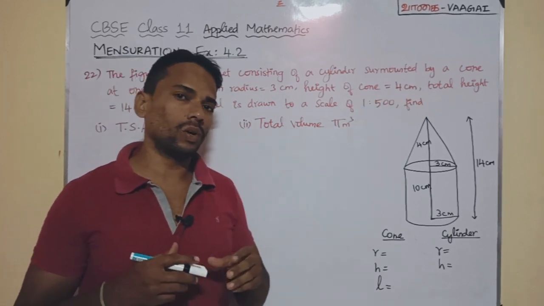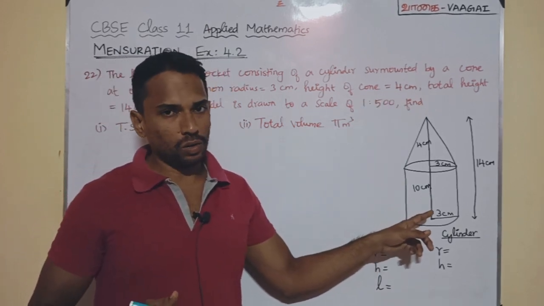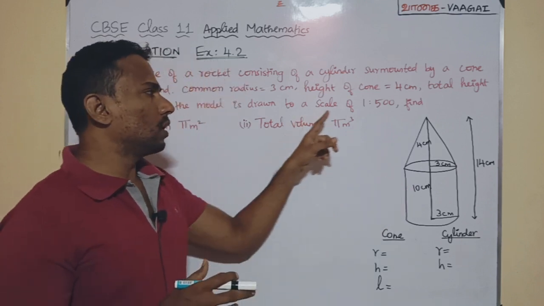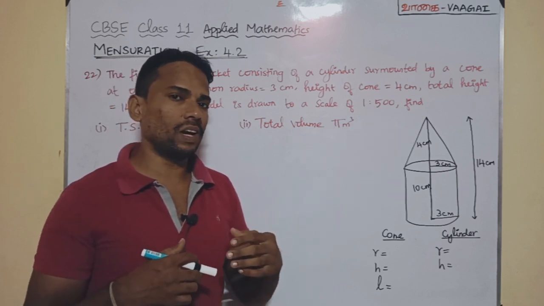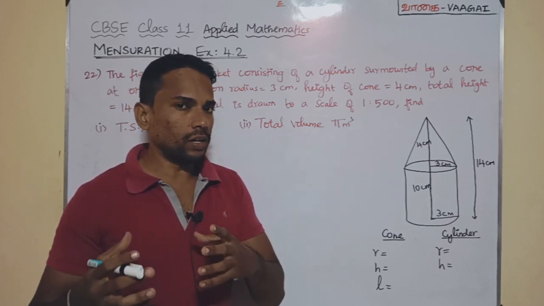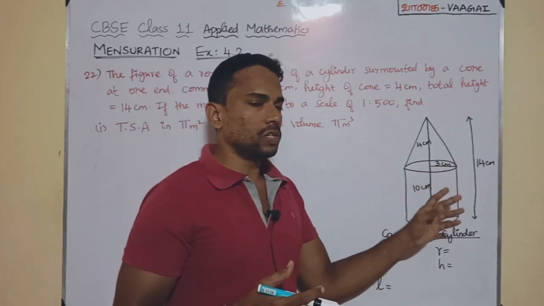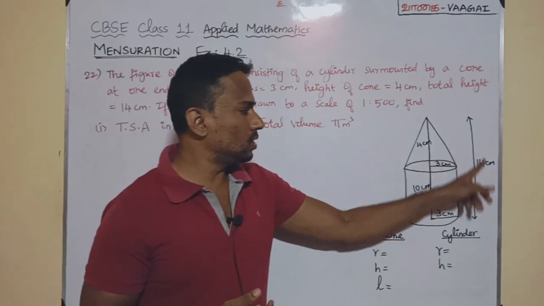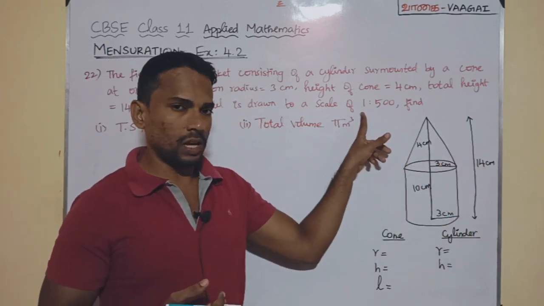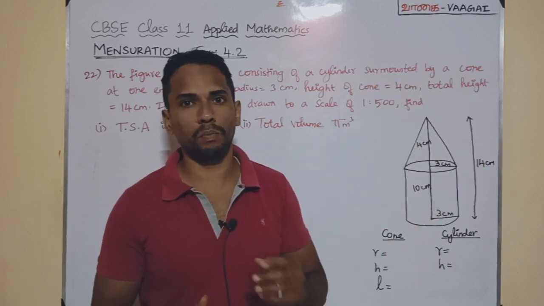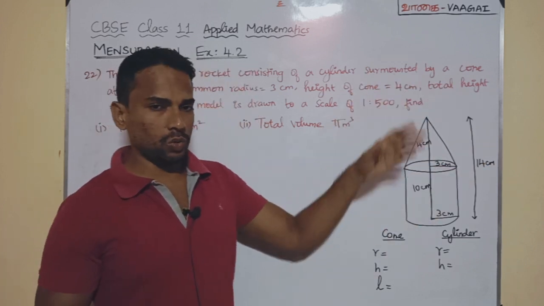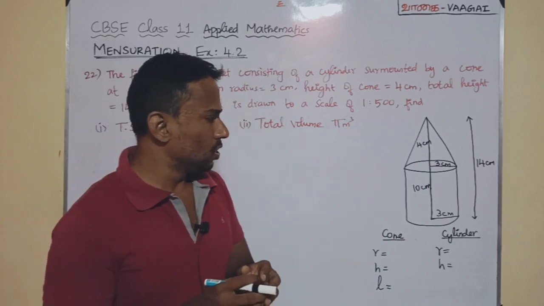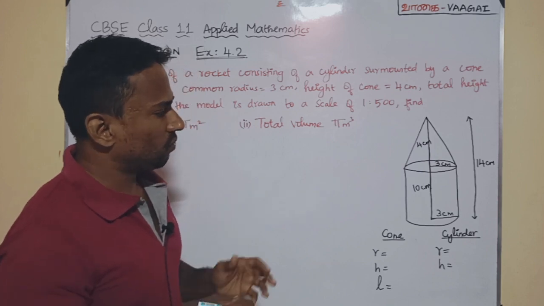Now next, the model is drawn to a scale of 1:500. So now we have to clearly understand this. This is a model that they have drawn. Comparing to the original rocket, it is going to be of the ratio 1:500. That means these dimensions that you see are like 1 part, and the actual dimensions are going to be 500 parts, or otherwise I can tell the actual dimensions are going to be exactly 500 times. That is what they are giving here. So we'll note it, 500 times.